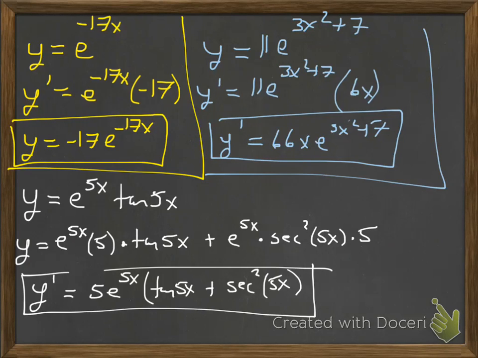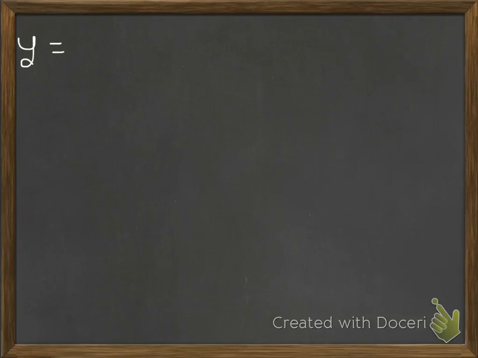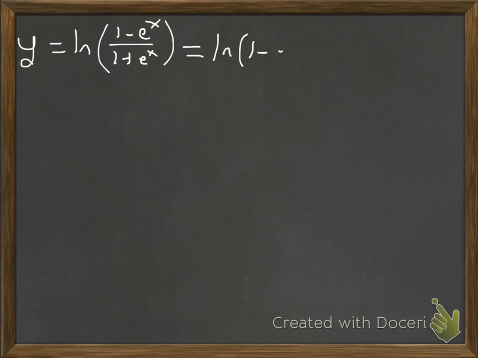Alright, let's look at a couple more examples. Let's say y equals ln of (1 minus e to the x) divided by (1 plus e to the x), and we're going to use our quotient rule for not derivatives, but for logarithms, which is if I have a logarithmic quotient, we can break it up as ln of the numerator minus ln of the denominator. So this kind of becomes ln of 1 minus e to the x minus ln of 1 plus e to the x.